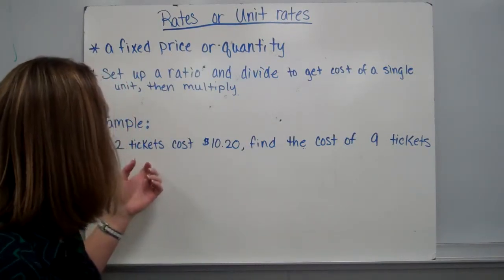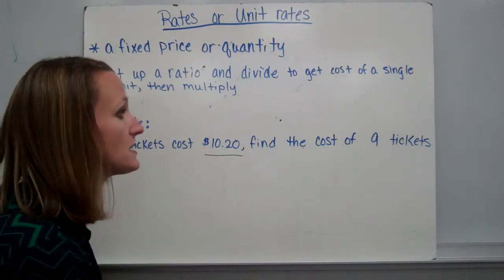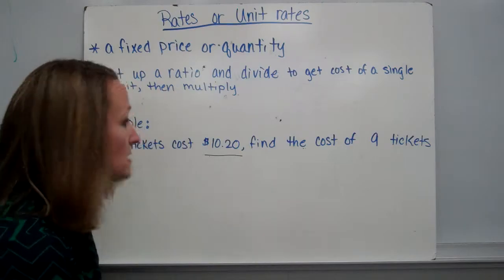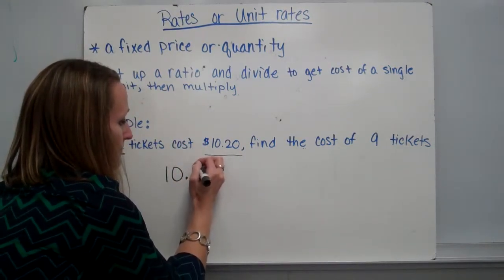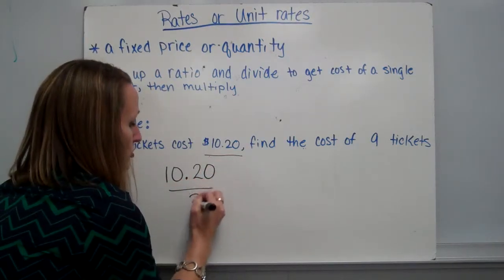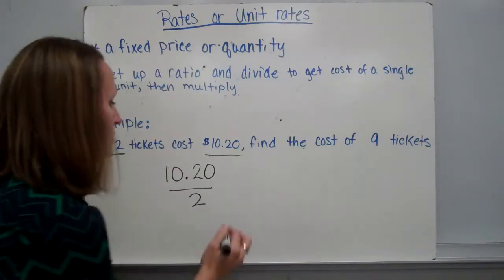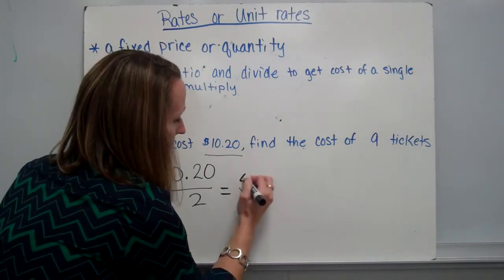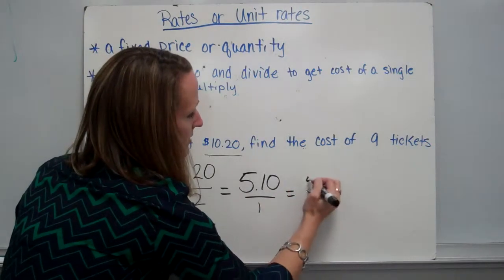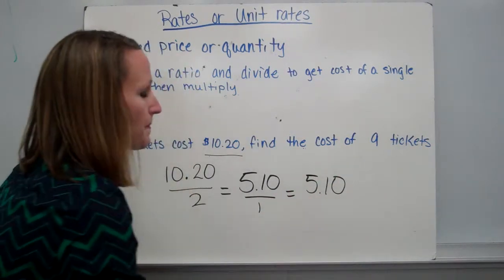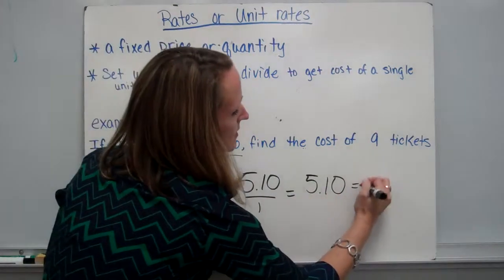So let's look at this example. If 2 tickets cost $10.20, find the cost of 9 tickets. I would set up my ratio. We would have 10.20 over 2. That's my ratio. We have $10.20 for 2, which means that we have $5.10 for 1. This would be my rate. 5.10 equals my rate.